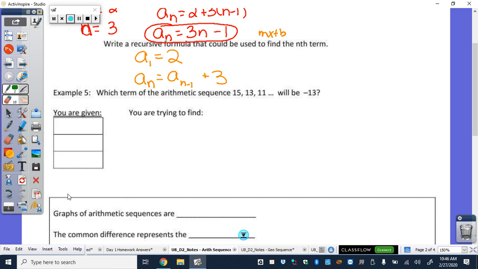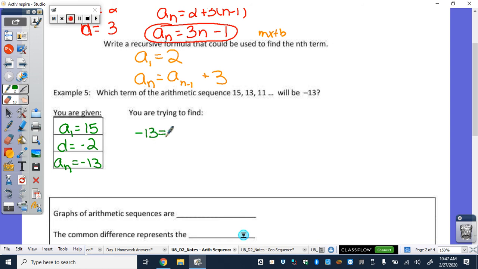All right, so our next one: which term of the arithmetic sequence 15, 13, 11 will negative 13 be? So we know our first term, starting off at 15. What's our common difference? Negative 2, because we're going down by 2. Do I know my n this time? No. What we know this time is our nth term. We know a sub n is negative 13, so we know some term in the future. We're just trying to figure out how far in the future is that term going to be.